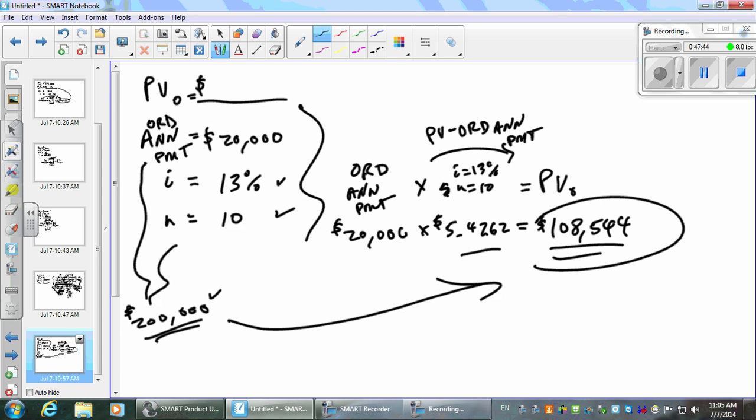That's the deal. How much would you be willing to invest if you wanted to earn 13% interest and you were going to receive 20,000 at the end of each year for 10 years? How much would you invest now to get that 20,000 later if you wanted 13% interest? 108,524, because that's what it's worth. If I put 108,524 in an account that earns 13% interest, I could take out 20,000 at the end of each period, right? And have nothing left at the end. And I will have earned 13% interest. That's what we're doing. Okay.